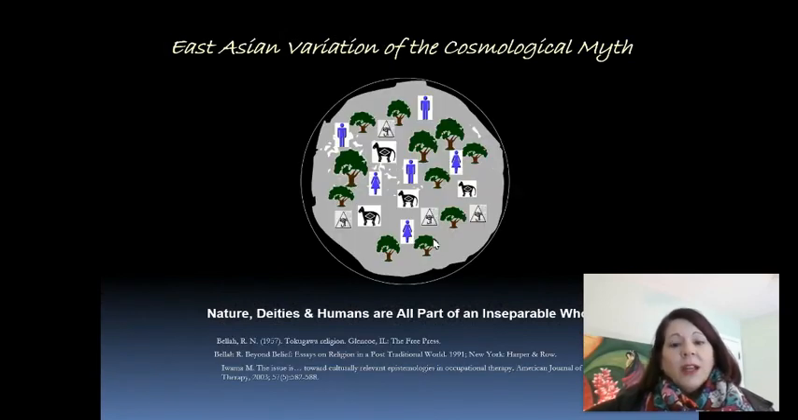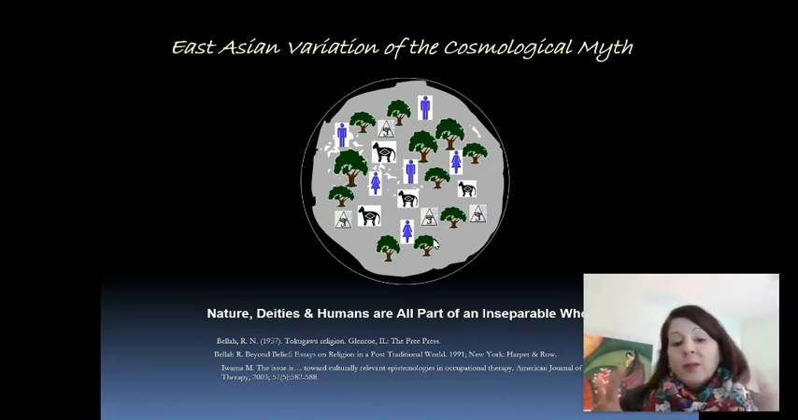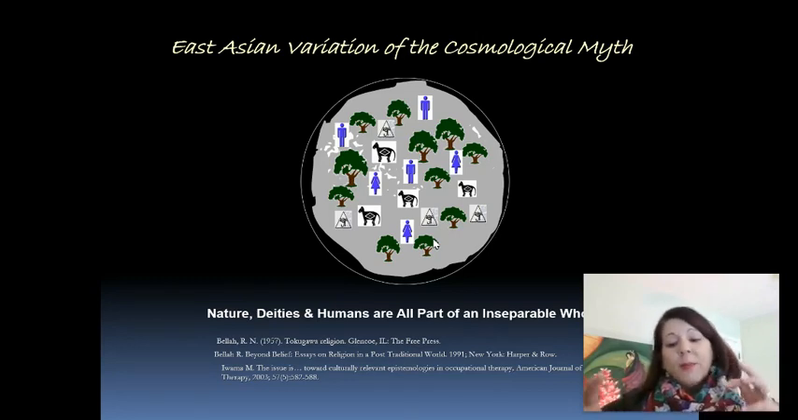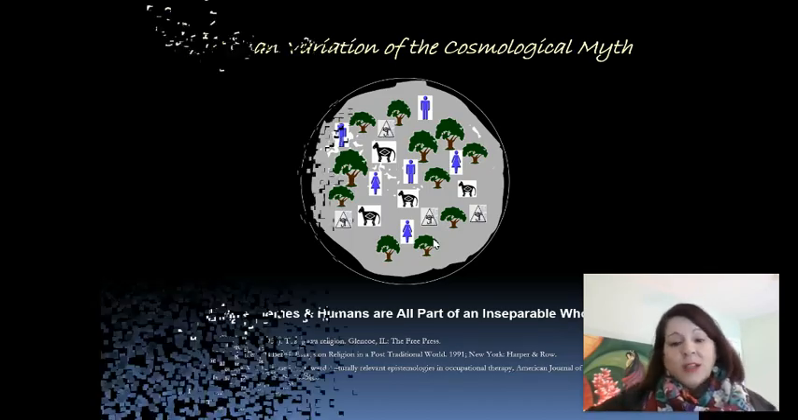Now, in order to understand this model, we need to understand the East Asian variation of the cosmological myth. The cosmological myth is how we explain basically our existence. It comes from a religious and philosophical approach to things. In the East Asian way of looking at things, nature, deities, and humans are all part of this inseparable whole. We all live together within this environment, and there's no way to separate nature from an individual, from a deity, in this particular way of thinking.